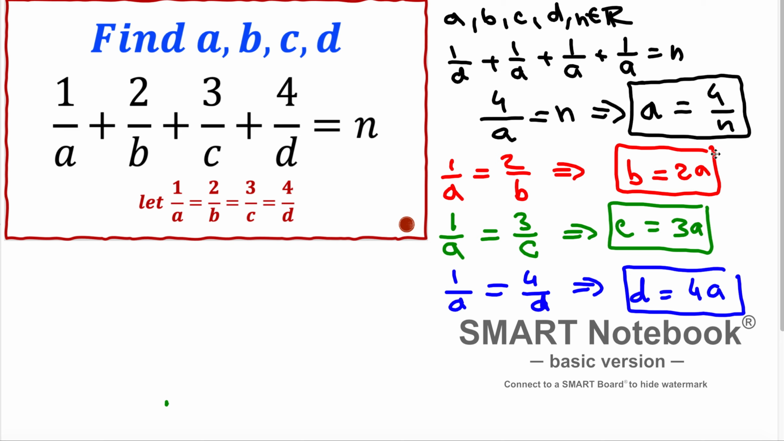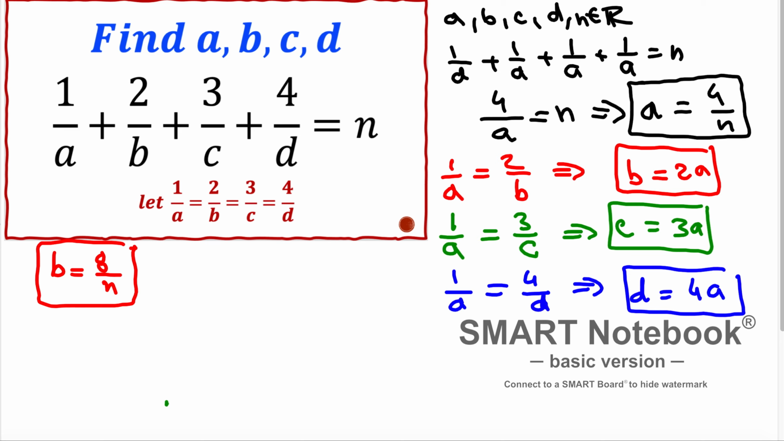But now we want to find how B, C, and D are in relationship with the N. We are going to substitute 4 over N instead of the A. And let me go here with the same color. So B is going to be equal to 2 times A, but A is 4 over N. 2 times 4 is 8 over N. So B is going to be equal with 8 divided by N. So this is B.